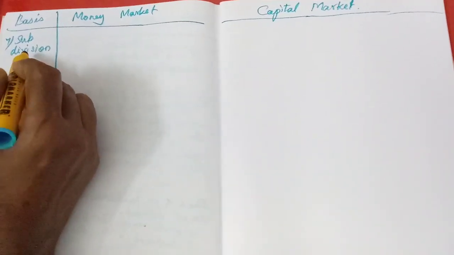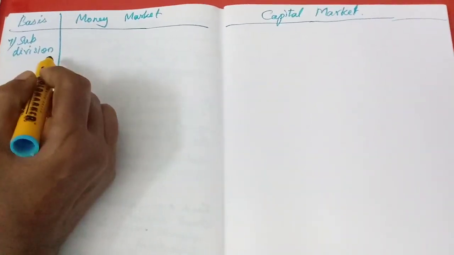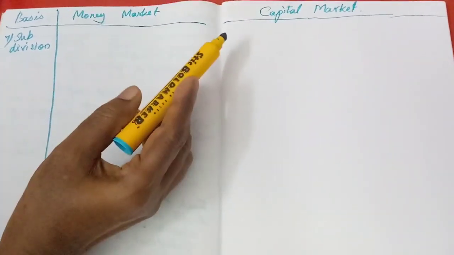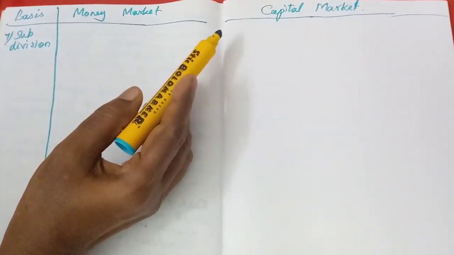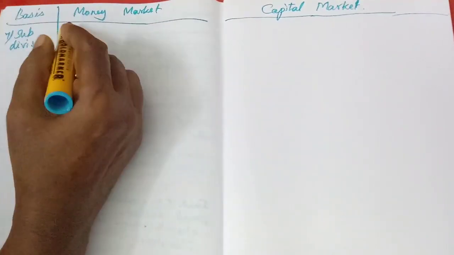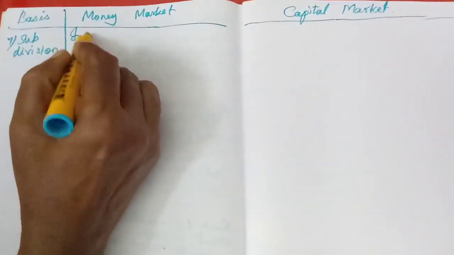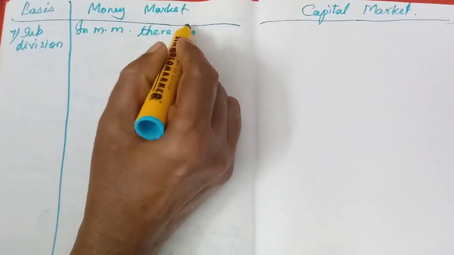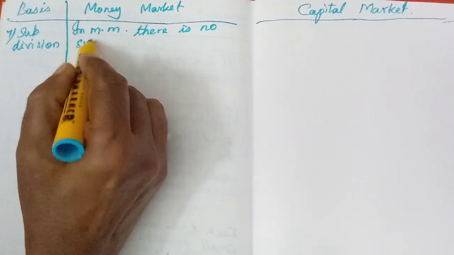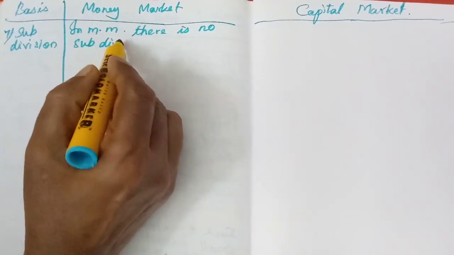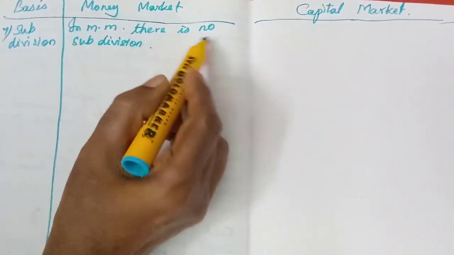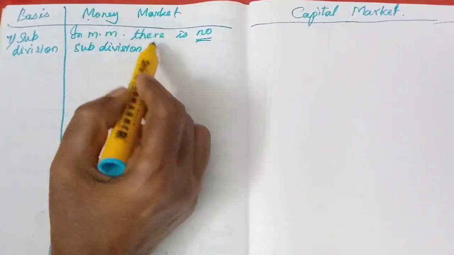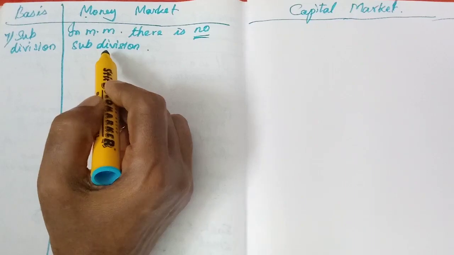Now the 7th point, subdivision. We have not studied any subdivision in money market, but there is a division in the capital market, primary market and secondary market. That we will write. In money market, there is no subdivision. We have to write it as a sentence. No division is the keyword, but we have to write it as a sentence. In money market, there is no subdivision.